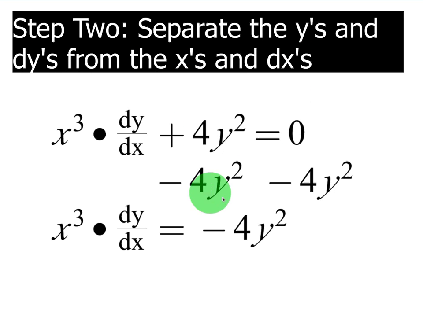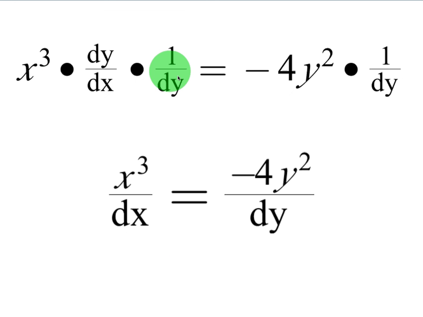So the first thing I'm going to do is move the minus 4y squared to the other side. And now we have negative 4y squared on one side and x cubed times dy dx on the left. So now what I want to do, as you can see, is move this dy to the right. The way to do that is to divide both sides by dy, or multiply by 1 over dy. So if I multiply the left by 1 over dy, I have to multiply the right by 1 over dy. That will leave me with, canceling these dy's, x cubed over dx on the left, and on the right I'll be left with negative 4y squared over dy.